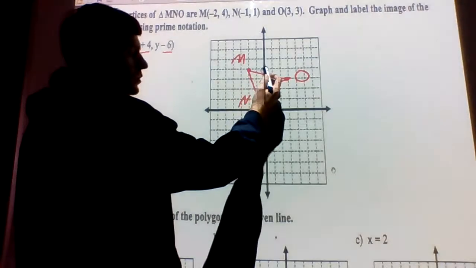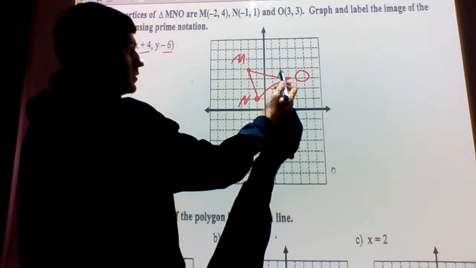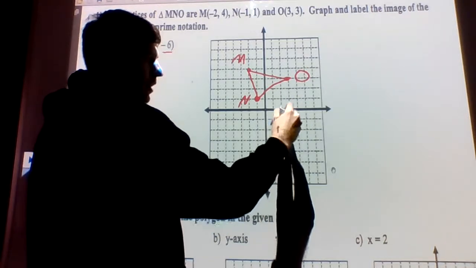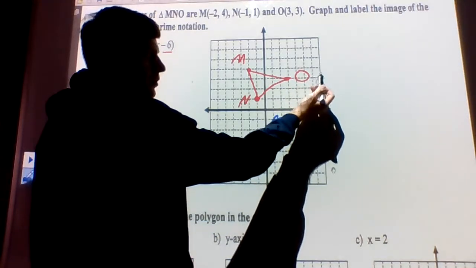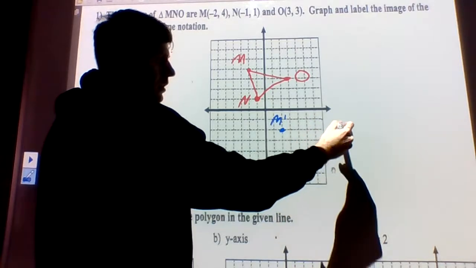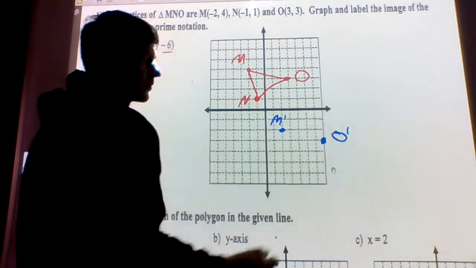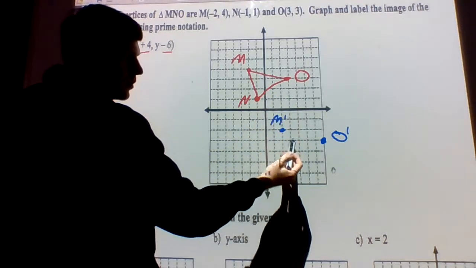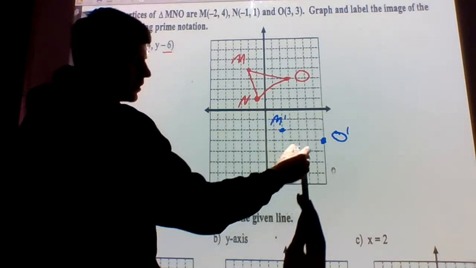Okay. 1, 2, 3, 4 to the right. 1, 2, 3, 4, 5, 6 down. Here's M prime. Same again: 4 to the right, 6 down. That's going to be O prime. Then 4 to the right, 6 down. Here's N prime.